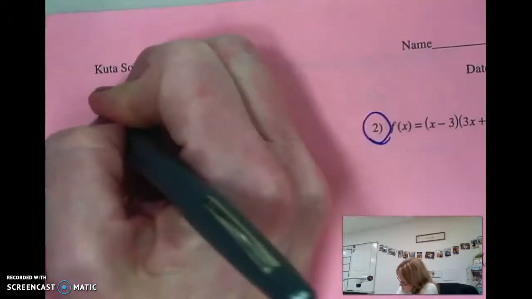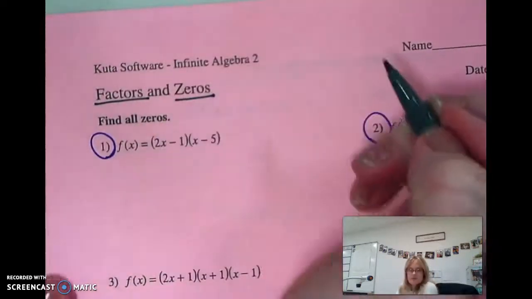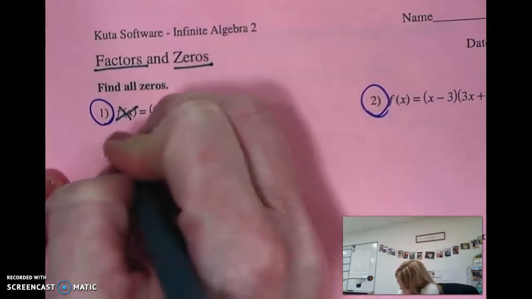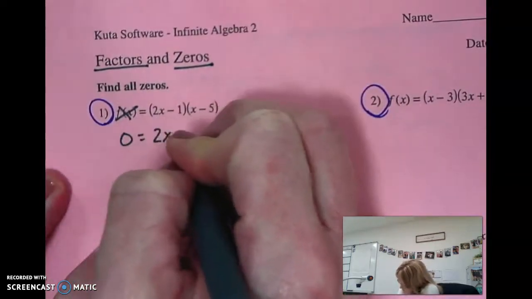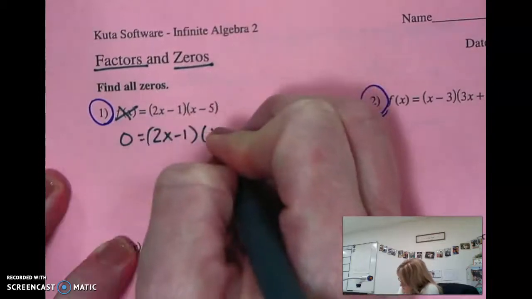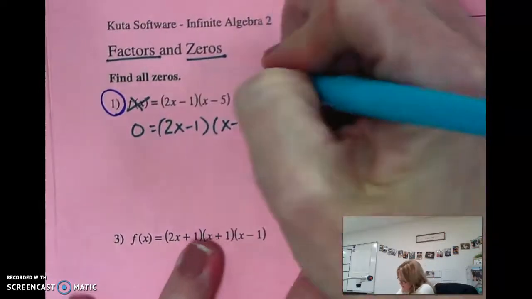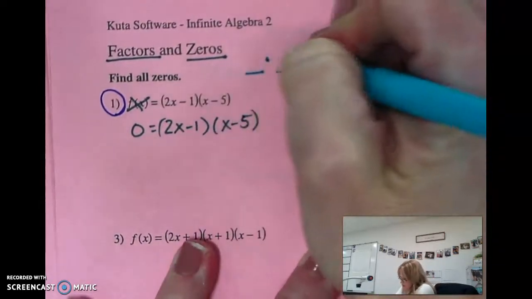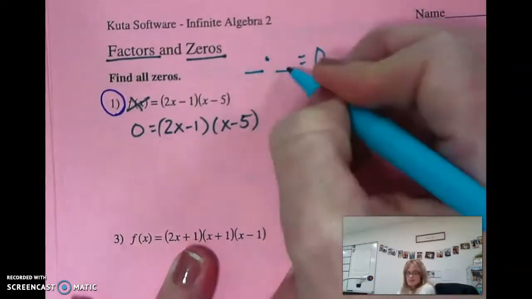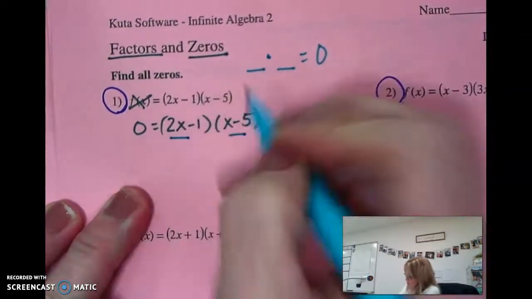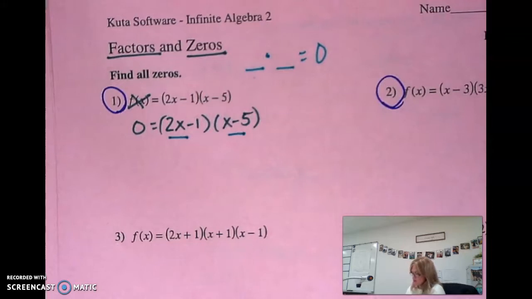Factors and zeros. This is just the same thing as solving this equation for a 0. And what do we know when we have two terms being multiplied together that equal a 0? One of these has to be a 0. So we have the zero product property. Something times something equals 0. What makes it a 0?